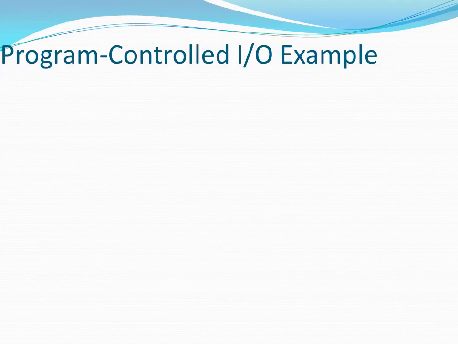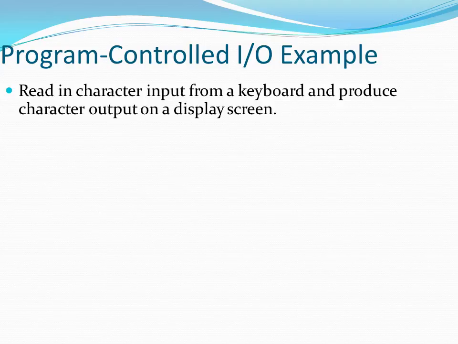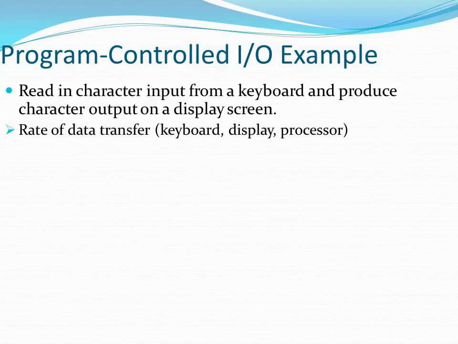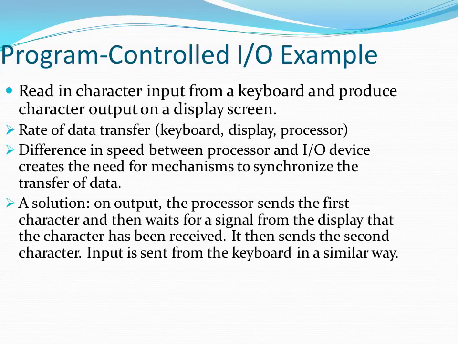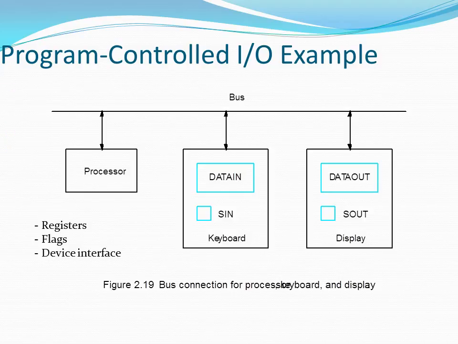Now we discuss a program controlled I/O example: read in a character input from the keyboard and produce character output on a display screen. The rate of data transfer from the keyboard to the processor, and the rate of output transfer from the processor to the display unit, are different. Because of this difference in speed of operations, it requires a mechanism, that is, synchronization of data transfer. We can achieve the synchronization by using a buffer register.